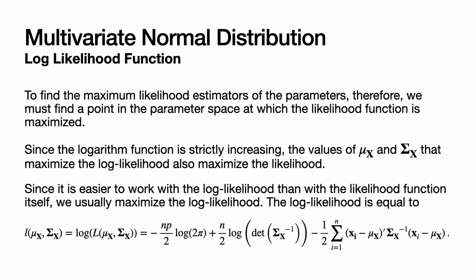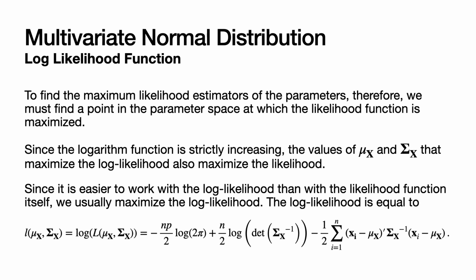To find the maximum likelihood estimators of the parameters, the mean vector and the covariance matrix, we've got to find a point in the parameter space at which the likelihood function is maximized. Now again, since the logarithm function is strictly increasing, the values of the mean vector mu sub x and covariance matrix capital sigma sub x that maximize the log likelihood function also maximize the likelihood.